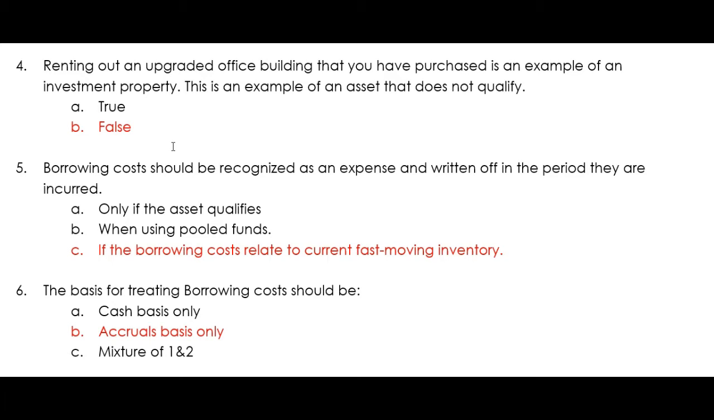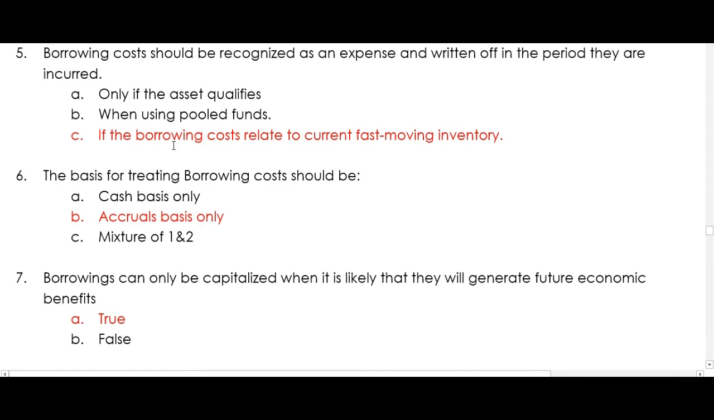This is an example of an asset that does not qualify, meaning that it is not covered as a qualifying asset under IAS 23. The answer is false, of course. Okay, di ba na-emphasize na natin ano yung mga pwedeng maging qualifying asset? PPE, intangible asset, investment property, or other inventories that are job order. Okay, so pwede yun.